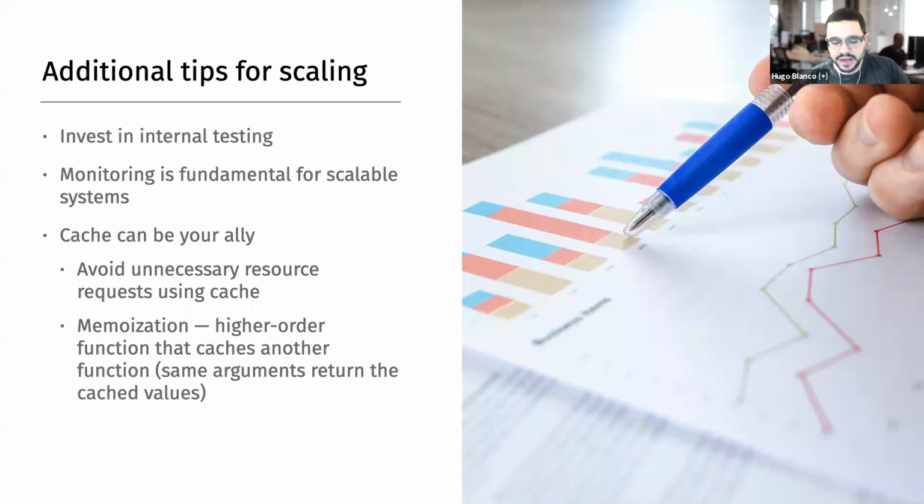And using the same idea, we can use memoization. There are higher order functions that cache another function. A higher order function is basically a function that takes a function as argument or returns a function. If the function is deterministic and you're calling it with the same arguments, you could expect to see the same response without having to make that request again. So we have the result of that function cached.